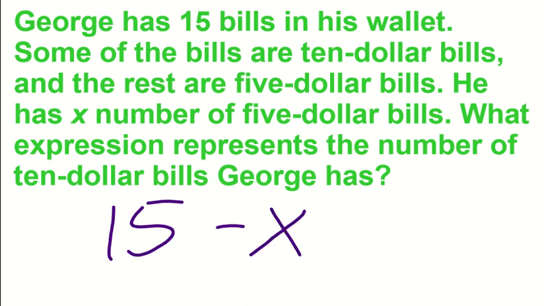We subtract the number of $5 bills. So that's what it gives us. 15 minus X. You got to use the information they're giving you. Figure out what kind of math is being done with these. Sometimes thinking of it with numbers can help.